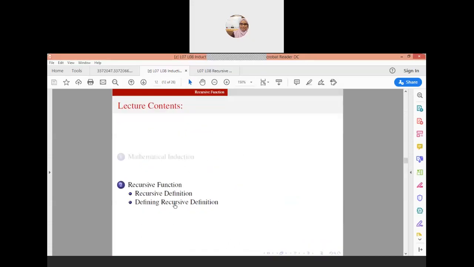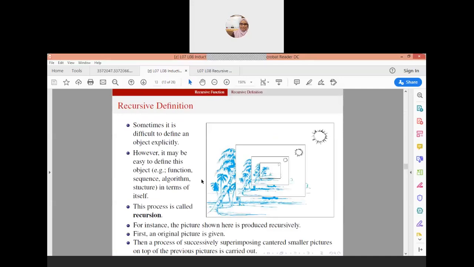So for the mathematical recursive function, as a definition, sometimes it is difficult to define an object explicitly. However, it may be easy to define this object, function, sequence, algorithm, or structure in terms of itself. This process is called recursion. For instance, the picture shown here is produced recursively. Okay, look at this example. The biggest one is the original picture. First, an original picture is given. Then a process of successively superimposing a centered smaller picture on top of the previous picture is carried out.